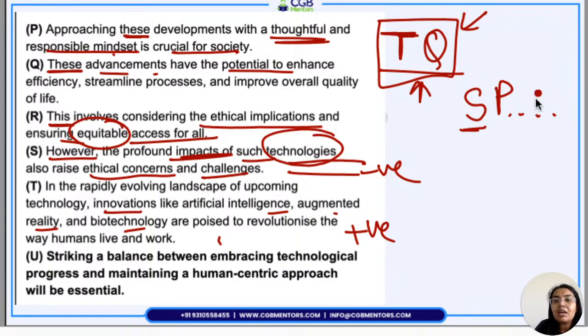So when you say कि ठीक है, ये काम जो है वो पूरा कर लेना, then I need to give you instructions कि पूरा कैसे करना. So saying that these developments with a thoughtful, responsible mindset is crucial. अब बताओ thoughtful कैसे बने, बताओ responsible कैसे बने. So that explanation is given in R. There you go. That is your answer. T, Q, S, P, R, U. Okay? U तो अपनी जगह फिक्स था.